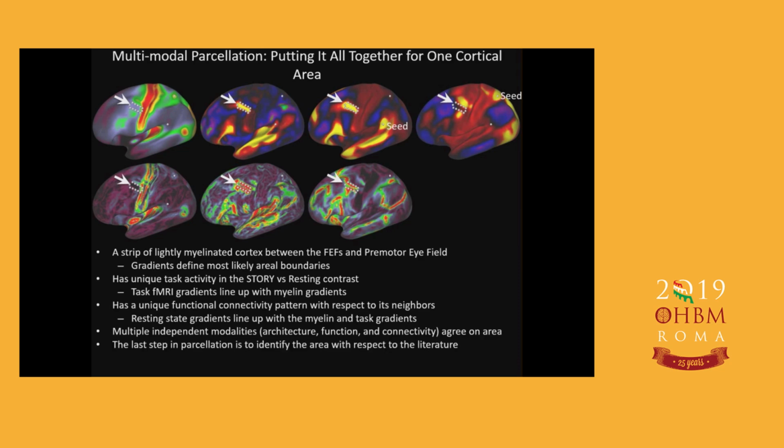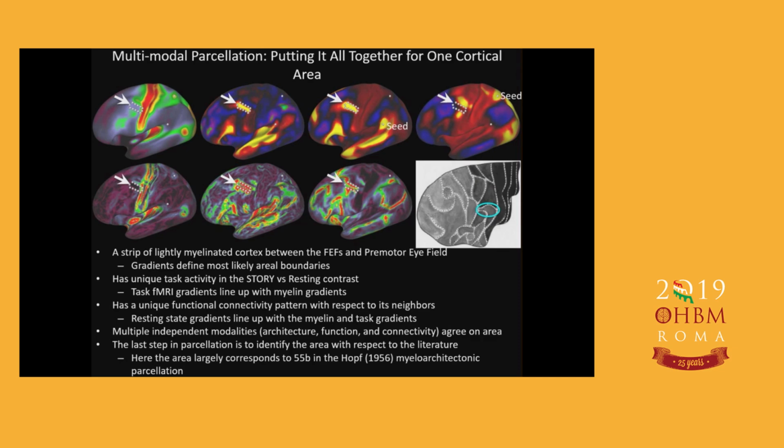And the last step is to see, did anybody else find this area in the literature? It turns out, back in the 50s, Adolf Hopf was doing a lot with myelin mapping invasively, and he made actually the first real myelin maps on surface drawings in this case. And so we can see here's the motor cortex, the two eye fields on either side, and there's 55B.